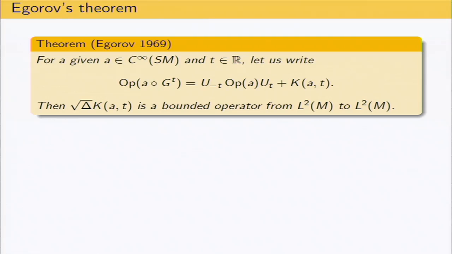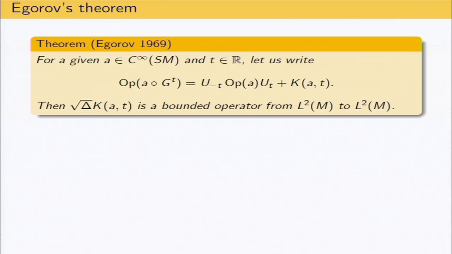So that was my short discussion of Weyl's law. The other part that I promised is Egorov's theorem and its consequences. So Egorov's theorem connects the quantum picture with the classical picture. Namely, it examines what is the quantization of a symbol flown by the geodesic flow. So you take a classical observable and you let it flow at time t by the geodesic flow. Then the corresponding operator should be much the same as if you had flown the waves by the quantum version of the geodesic flow.